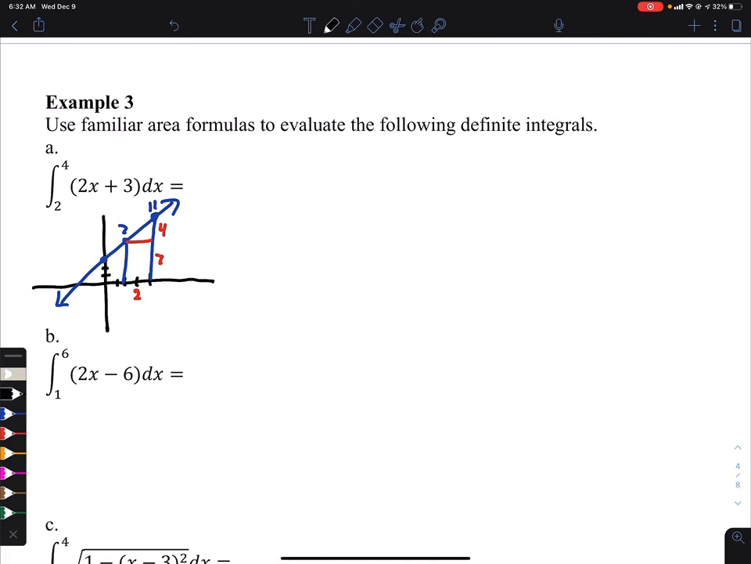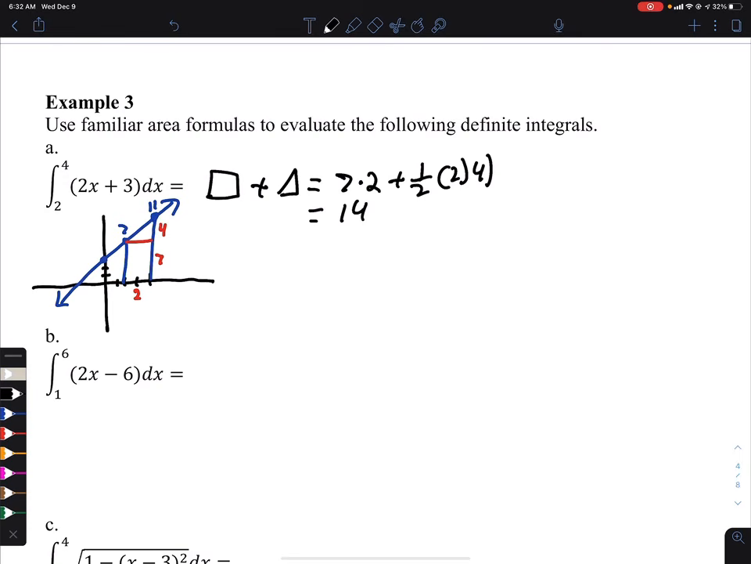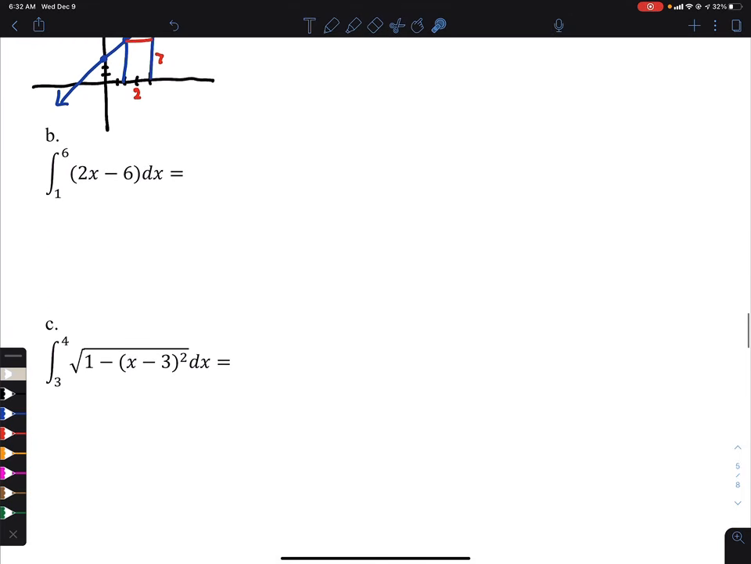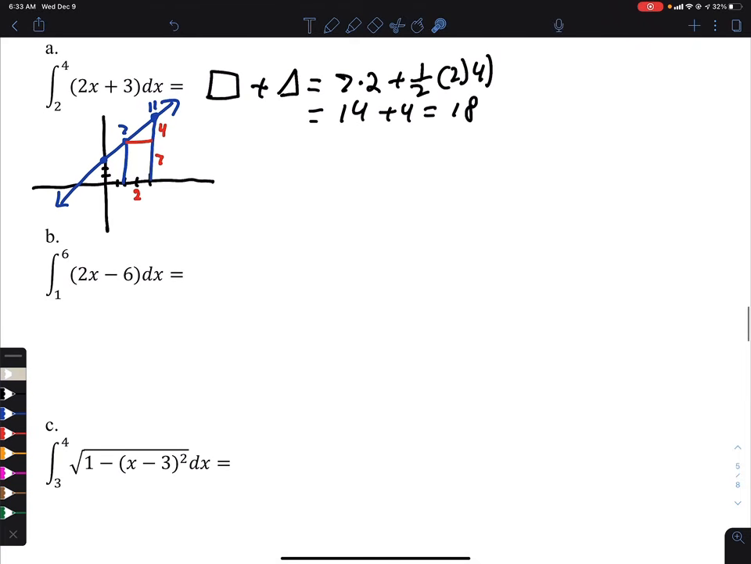And so what is this integral, this definite integral? It's the area of our rectangle plus our triangle. The rectangle is 7 by 2, and the triangle is 1/2 the base times the height. So it's 14 plus 4, or 18. So this net area is 18. All right, you go ahead and try B, and I dare you to try C and see if you can do it. Go ahead and pause and then come back.